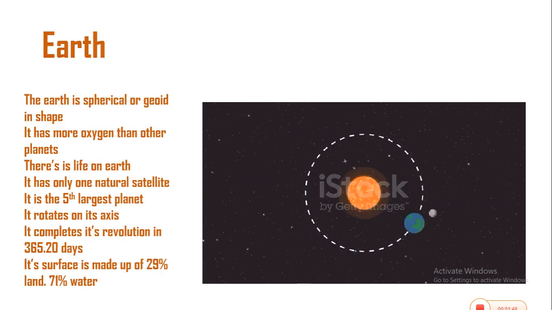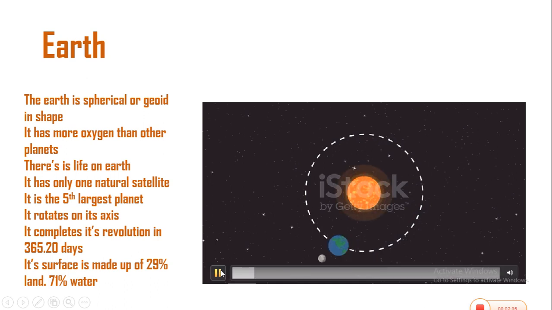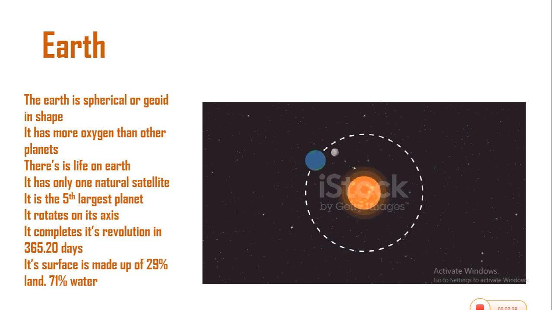The next planet is the Earth. The Earth is spherical or oval in shape. The Earth has more oxygen than any other planet. There is life on Earth. The Earth has only one natural satellite. You can see the satellite revolving alongside the Earth. The Earth is revolving around the Sun with its satellite. Another name for the satellite is the Moon.